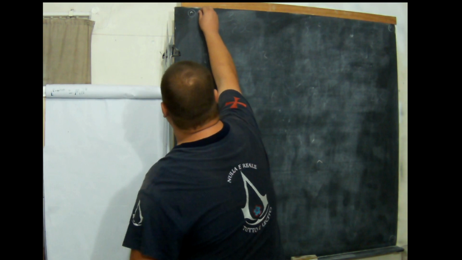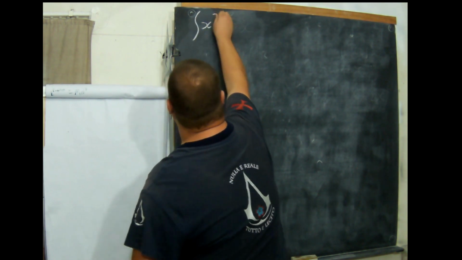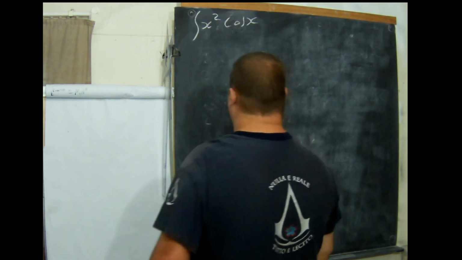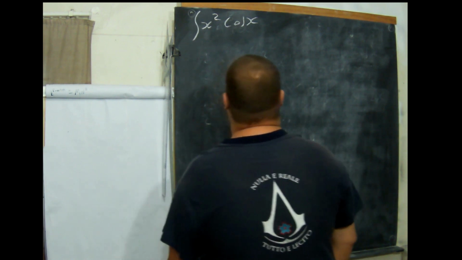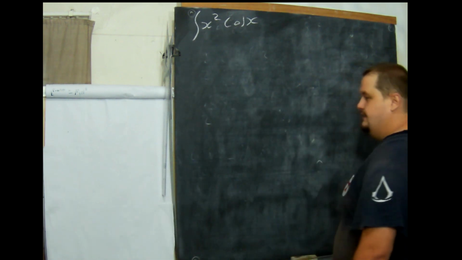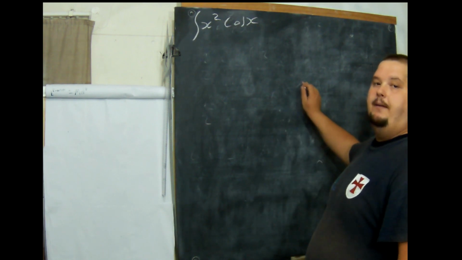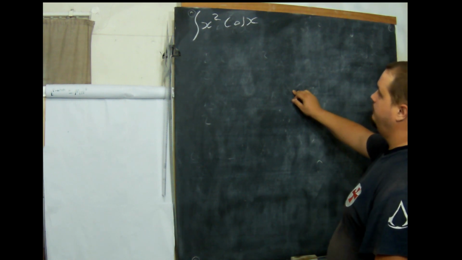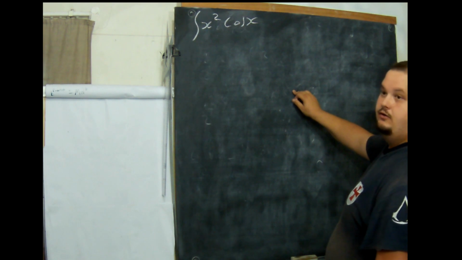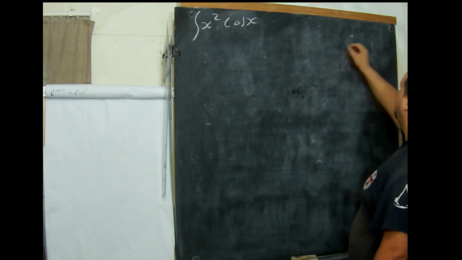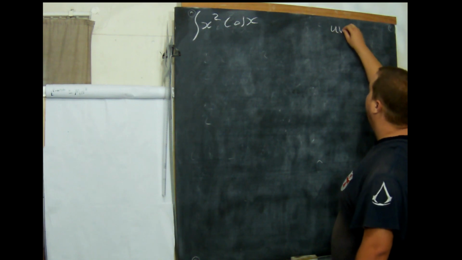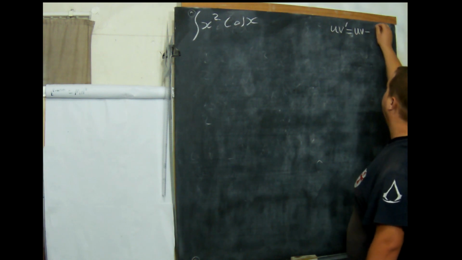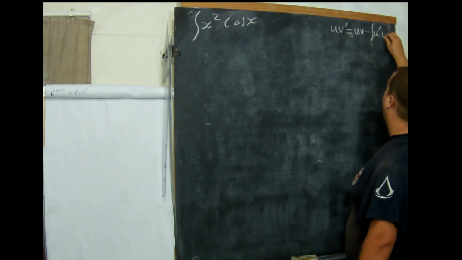Okay, our next integral is x squared times cos x. Alright, now what we need to do, now this is integration by parts. So, what we want to do is get one term in the integral sign. We want to get one term there. So this is how you go about it. The integral of u v prime is equal to u v minus the integral of u prime v.